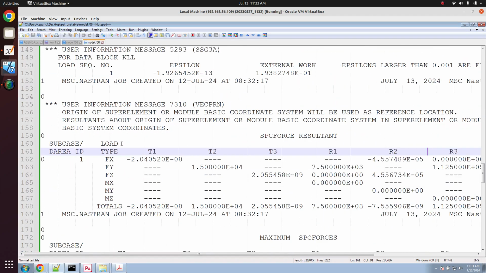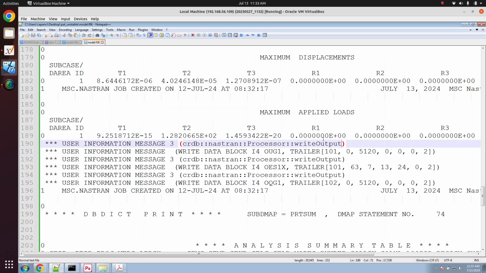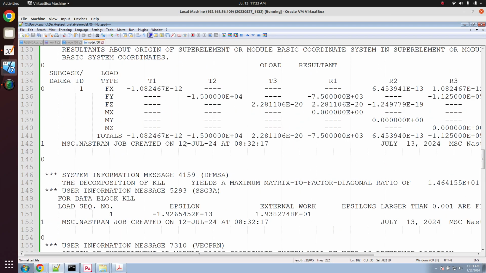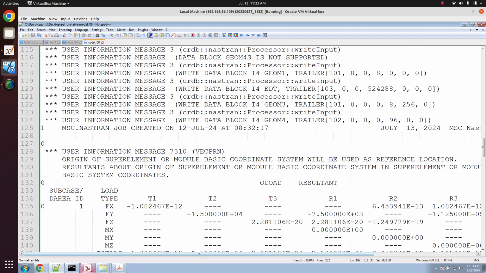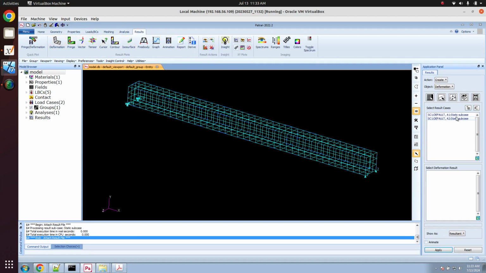So if you go through this, you'll notice that now we get some displacements, some loads, and that user fatal message 9050 is no longer here. So it's a good sign that we're in the right direction. So let's go ahead and import the results. Let's go ahead and look at the deformed shape.